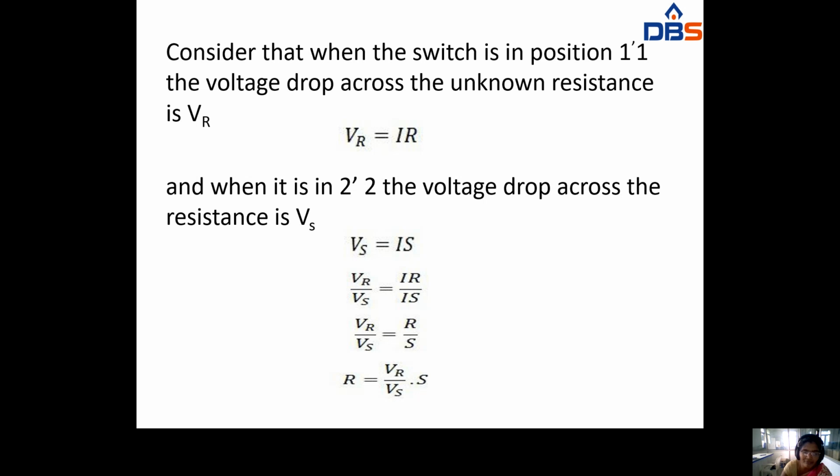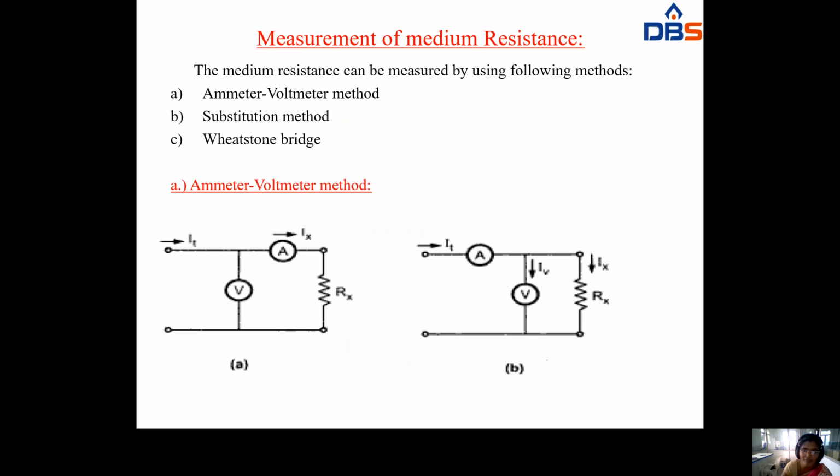Whenever you write VR by Vs, VR value will be IR and Vs value will be IS. So at that time I will be cancelled, and VR by Vs is equal to R by S. That means R is equal to VR by Vs into S. Here R is the unknown resistance value, the resistance which is to be found out, and S is the standard resistance. Since you know the VR value, Vs value and S value, you can find out the unknown resistance value. So this is one of the methods for low resistance; the potentiometer method is also used to find out the low resistance value.